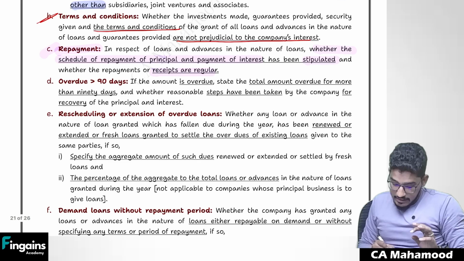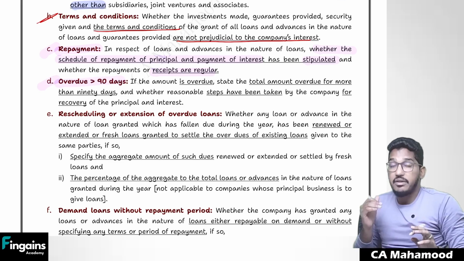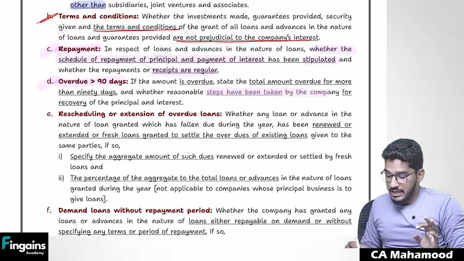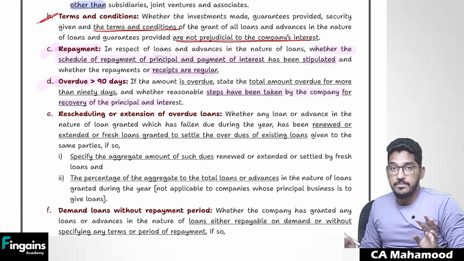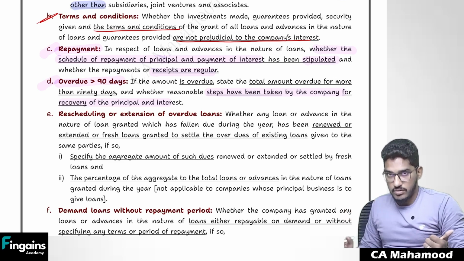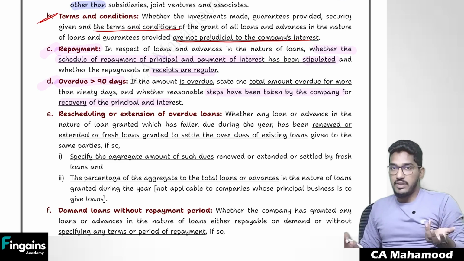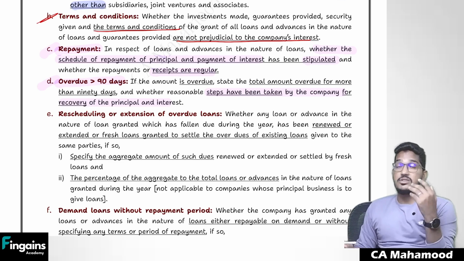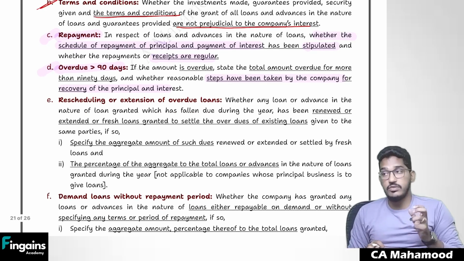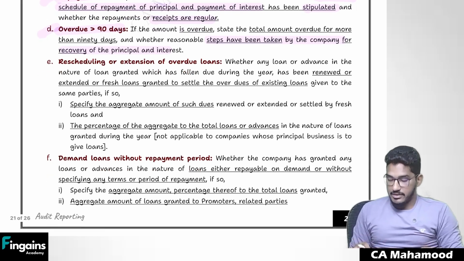Next, in case if the company has given any loan and if it remains overdue for more than 90 days, I need to check what steps are taken by the company for recovery. The company has given loan, it has become overdue. What do you mean by overdue? Due date is over, but still the amount is not received. Now the company should not sit idle. They should have taken some steps for recovery. I need to verify what steps they have taken for recovery and give a comment. For which kind of loans? Which remain overdue for more than 90 days.